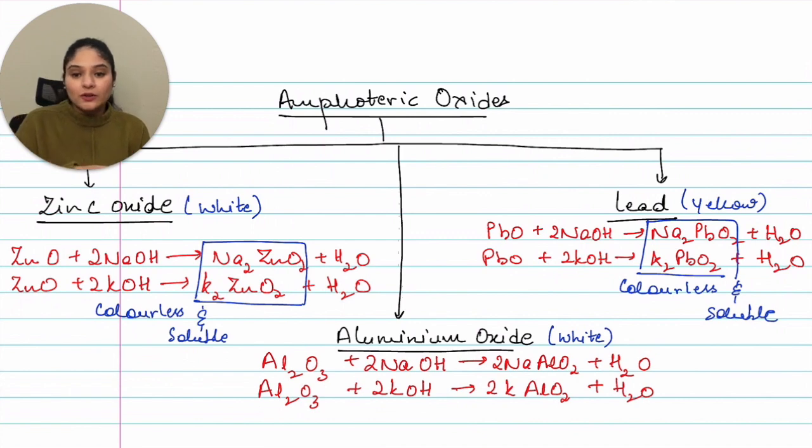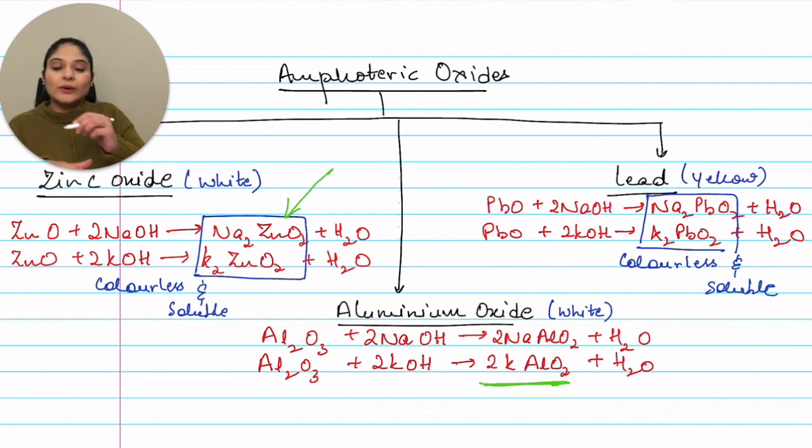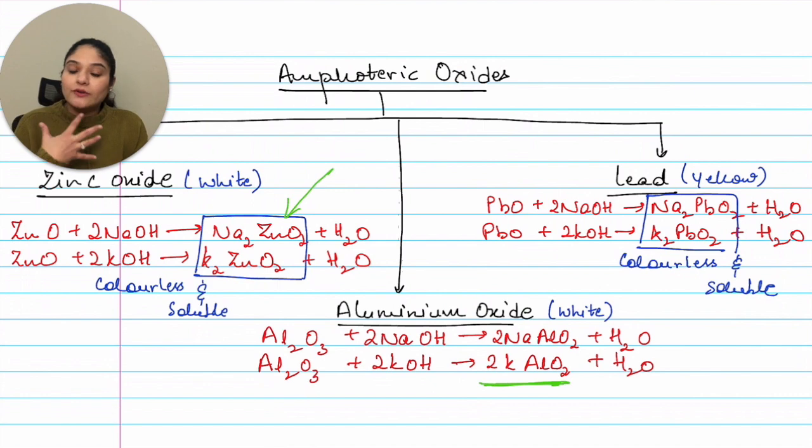Now if you think about the names here, they are the same as what you did in the previous section. You have sodium zincate, potassium zincate. Then you have sodium metaaluminate and potassium metaaluminate. And on the third one, you have sodium plumbite and potassium plumbite. Why do I specifically mention these names? Because in some important questions, we have seen that they can ask you the name of the products. So even if you know the equation, but you do not know the name of the product, you would still end up losing marks. So you need to know the names of the products also.